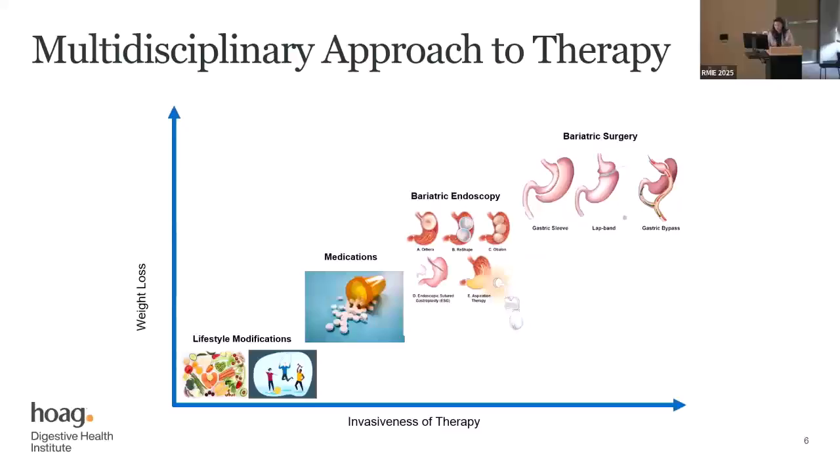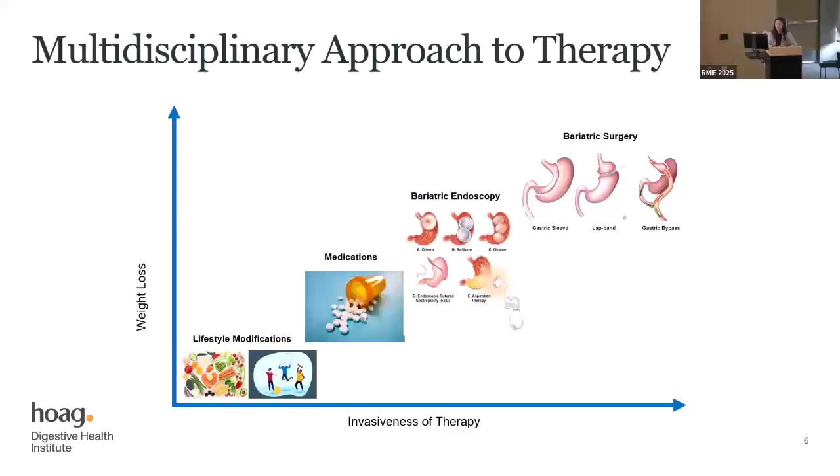When we used to talk about obesity, we used to use this graph of weight loss and invasiveness of therapy. And we know that all 4 options are fantastic for patients: lifestyle, medications, bariatric endoscopy, and bariatric surgery. Bariatric surgery, I'm a huge fan of, but unfortunately, this has not changed in the last 20 years: only 1% of patients who qualify for bariatric surgery will get bariatric surgery.